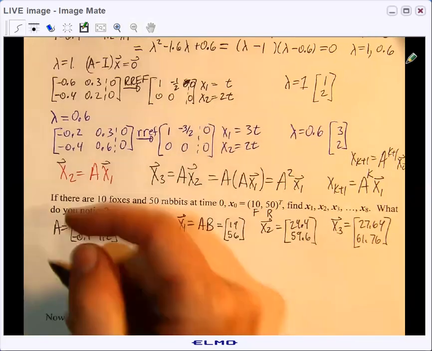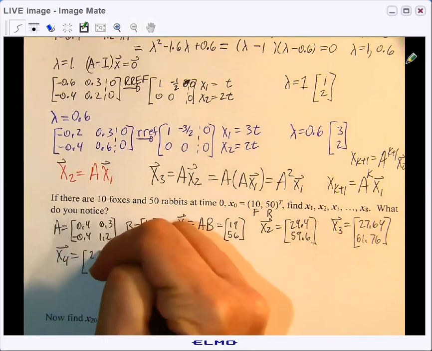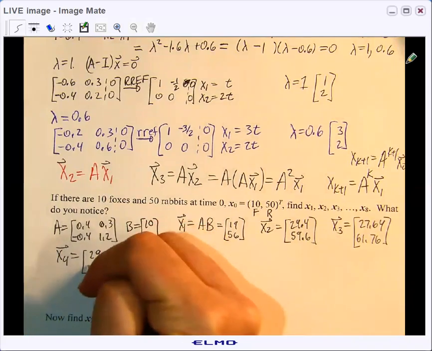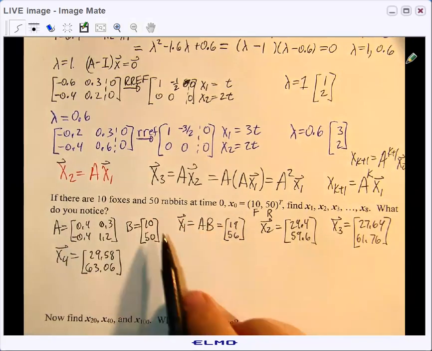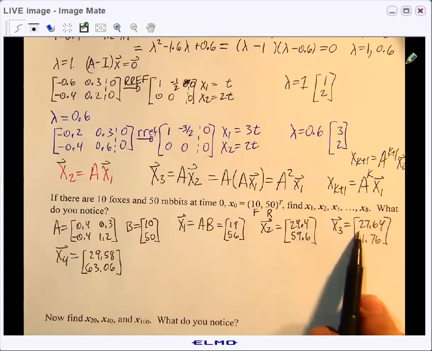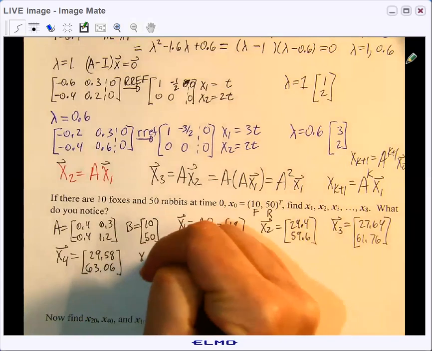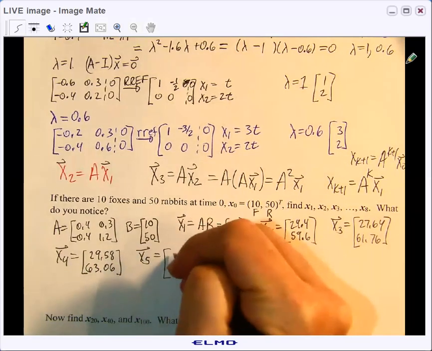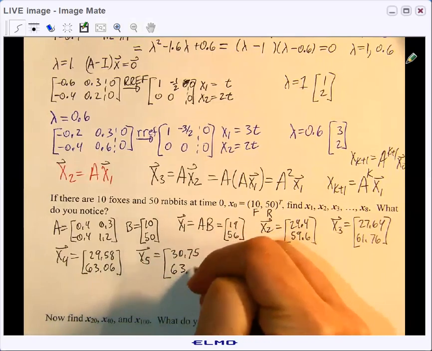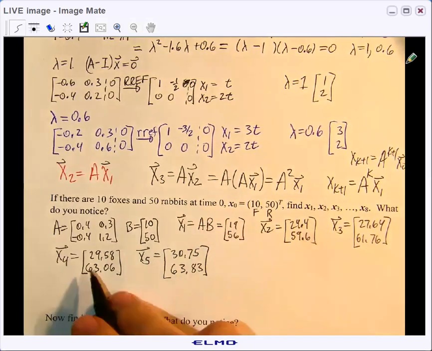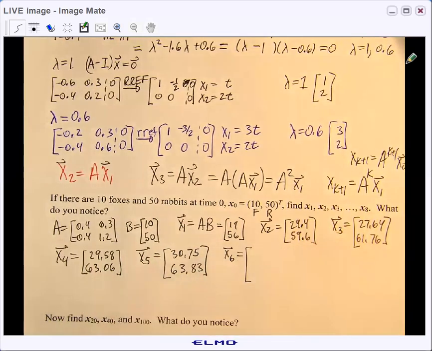Okay, x sub 4. At the fourth time period, rounding to 2 decimal places, we're going to have 29.58 and 63.06. So we did have some big jumps early on, but now the changes are getting smaller. So x sub 5 is 30.75 and 63.83. Yeah, those changes are getting a lot smaller, aren't they? So it looks like we're coming to what we would call an equilibrium solution.